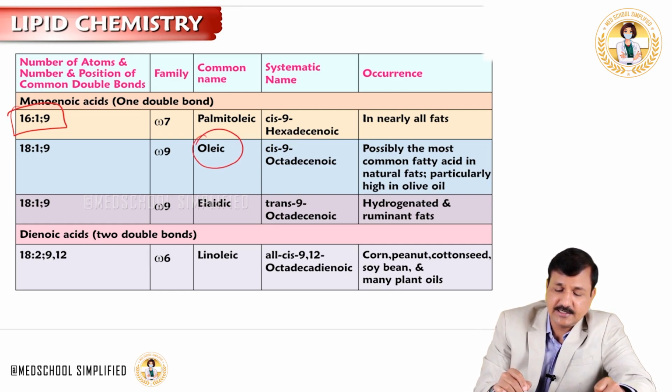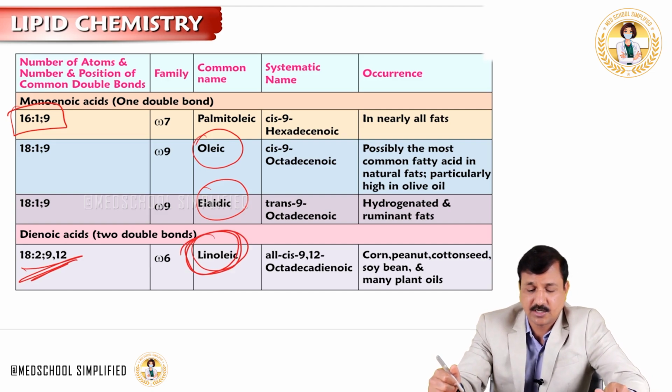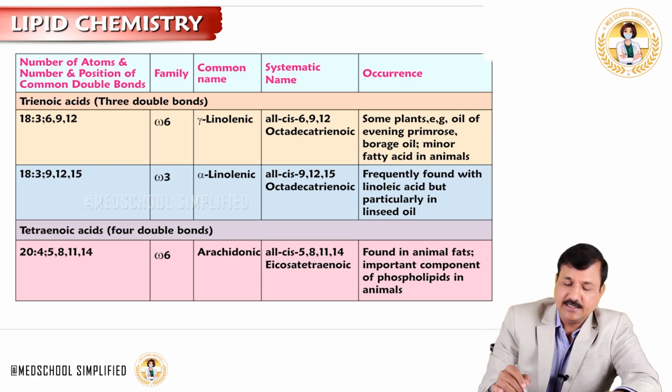Then we have oleic acid, elaidic acid, linoleic acid. Linoleic acid we have seen there: 18 carbon, 2 double bonds present between the 9th and 12th carbon atom. Linoleic acid is an essential fatty acid. And now the linolenic acid.